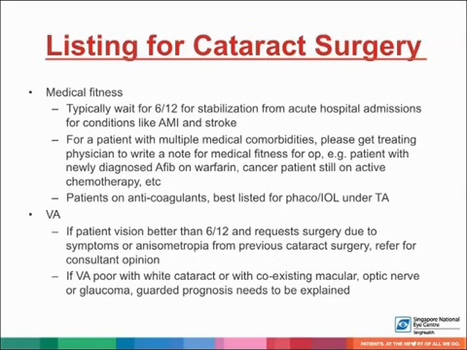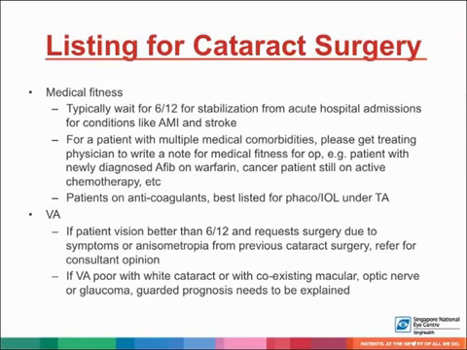When you list a patient for cataract surgery, after discussing with the patient, you need to be able to tell the patient that of course, life above eye, so he needs to be medically fit. So for example, if the patient has recently had an AMI or a stroke, you'd want the patient to be stable before you perform the surgery because any surgery can induce physiological stressors. Typically, we tend to wait for about 6 months prior to considering surgery for the eye.